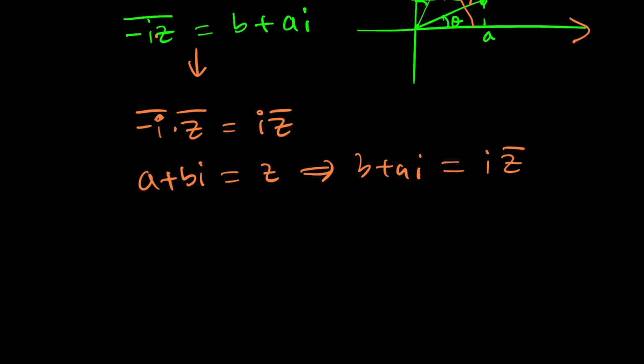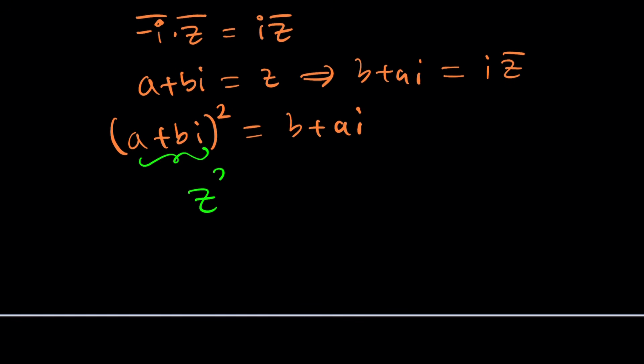Now, let's go ahead and put it into our equation. We had (a plus bi) to the second power equals b plus ai. So I'm going to replace a plus bi with z, so it's going to be z squared. And the b plus ai is just going to be i times z bar. How nice, right? We got a nicer equation because there's no a and b. We only have z and z bar.